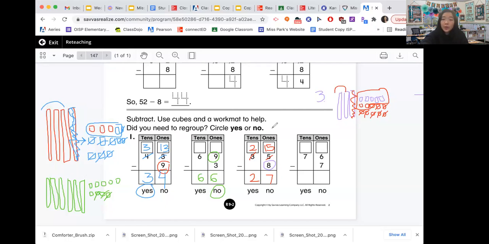Did we need to regroup? More on the floor, go next door and get more. Yes. Circle yes. All right, guys.